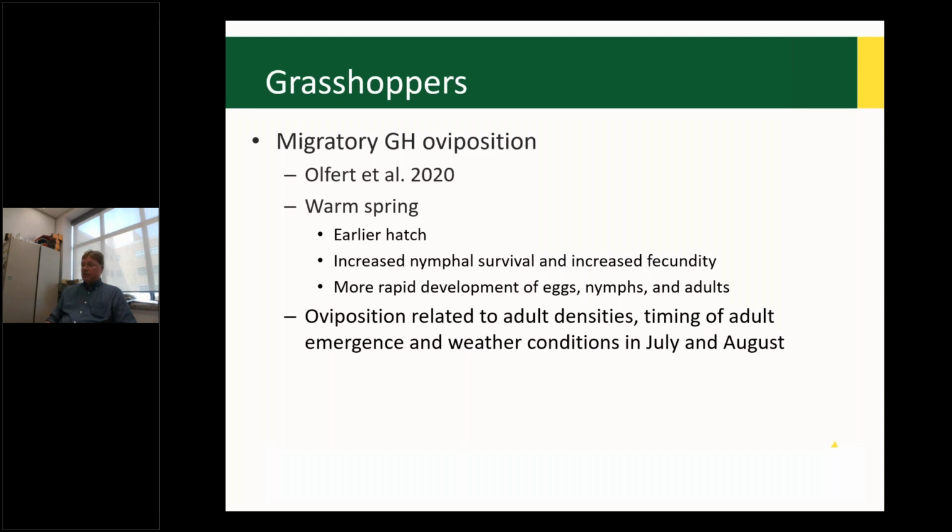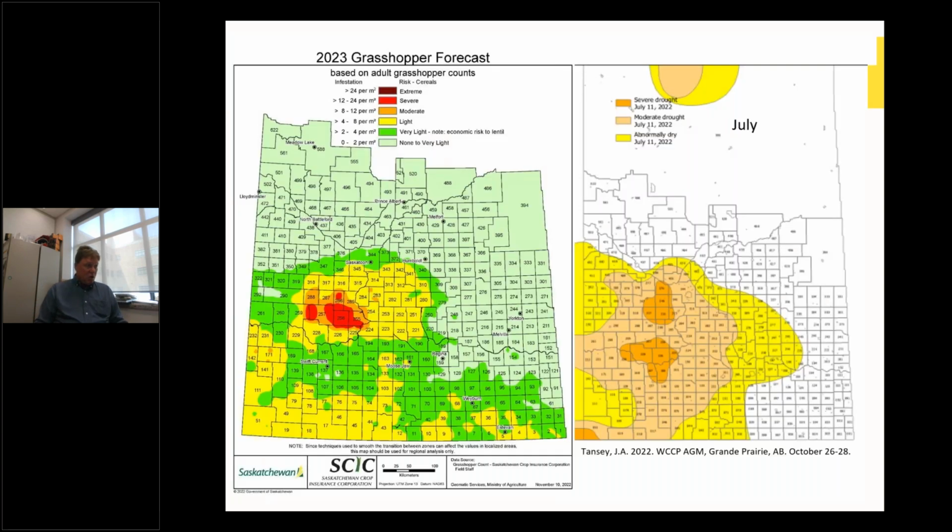Ovipositions can be related to adult densities, and so of course boy needs to meet girl. Beautiful music plays, eggs go into the ground, and the timing of that, and the timing of the emergence and production of adults, is very important for that. And of course, we had very dense populations of grasshoppers in the province. This is based on the 2022 survey, so this is our forecast for 2023.